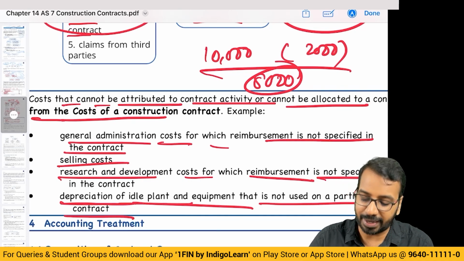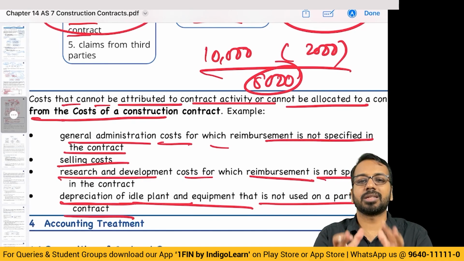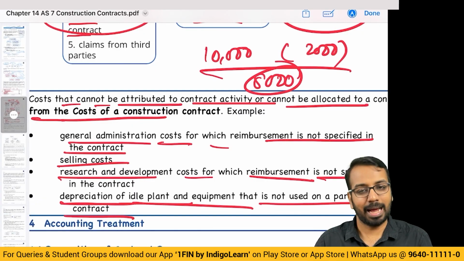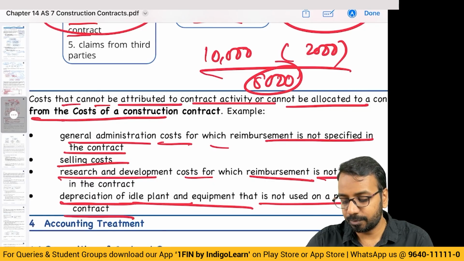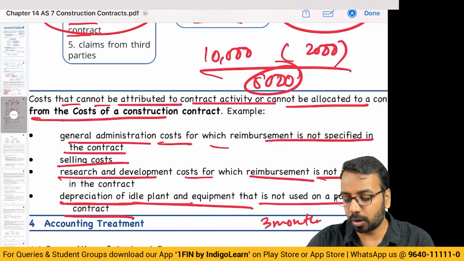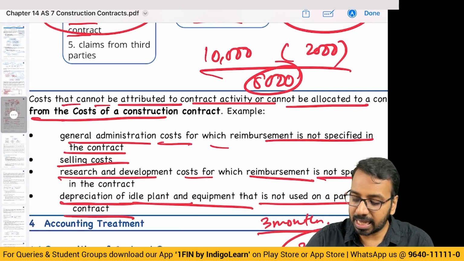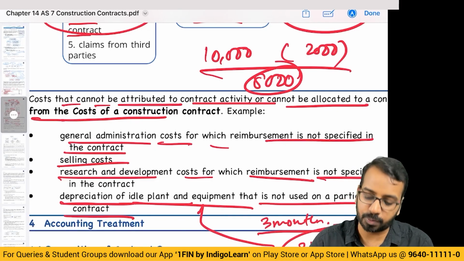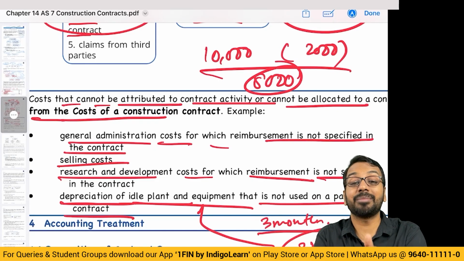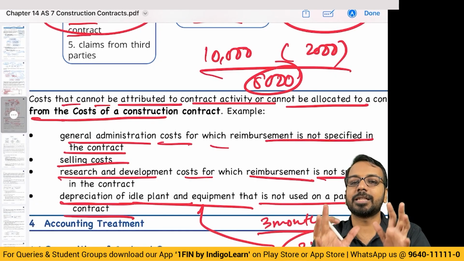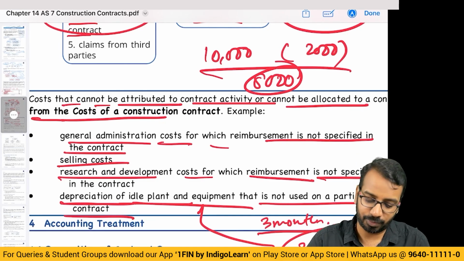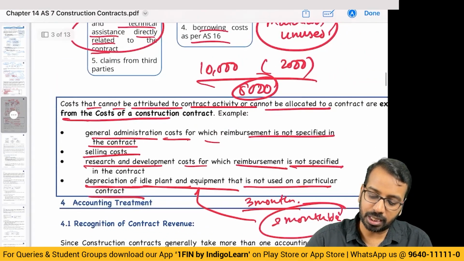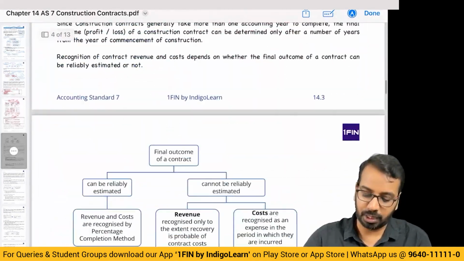Now, this depreciation of idle plant, think of it. For construction activity, I need a JCB. I have a JCB, but that JCB is used for 3 months on a particular contract. Then 2 months it is idle. This idle time cost should not be charged to this particular contract. Okay, whatever period it has been dedicated for the project, only that depreciation should be charged, right? So this is the theory part or conceptual part which we need understanding of.